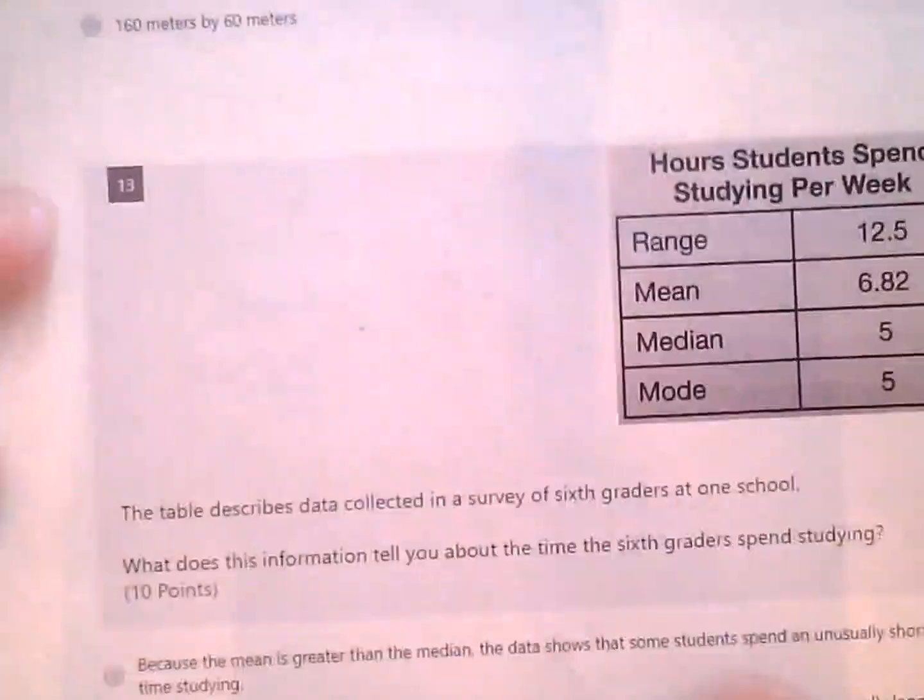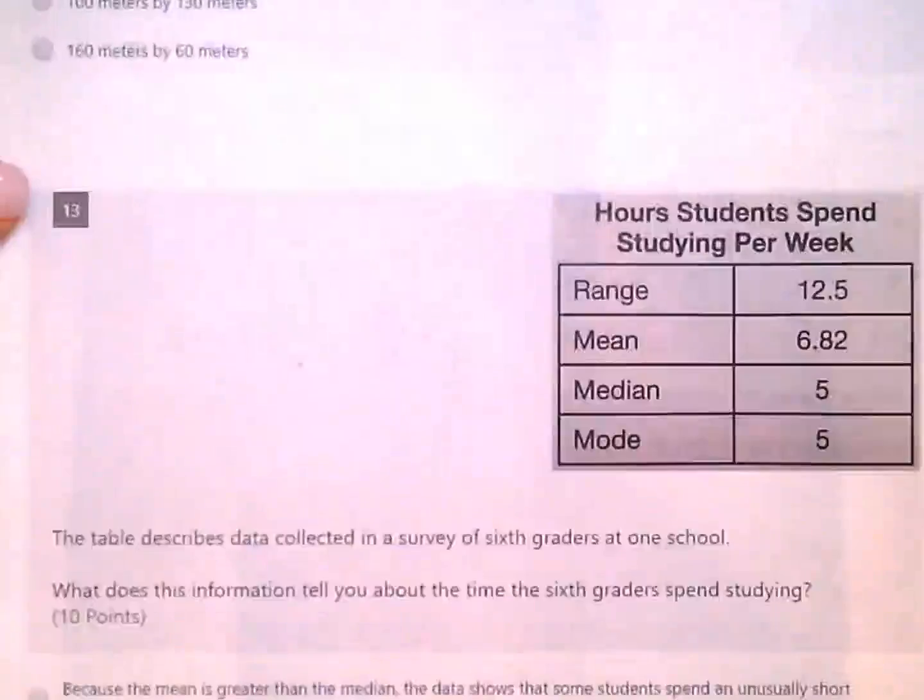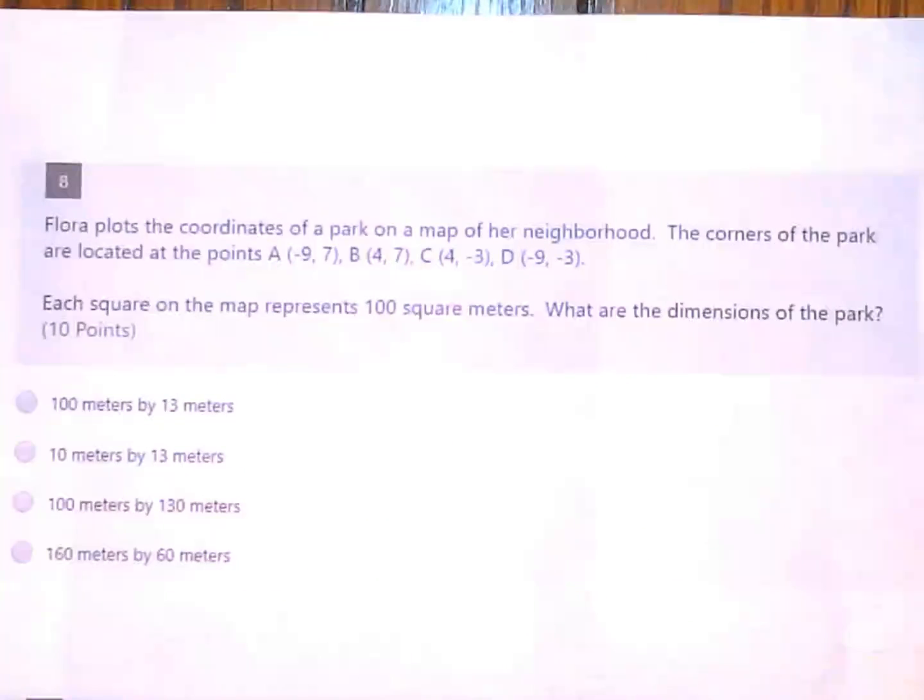All right, let's take a look at the other 2 questions that I have put on here. Let me see if I can get us set up. So Flora plots the coordinates of a park on a map of her neighborhood. The corners of the park are located at points (-9, 7), (4, 7), (4, -3), and (-9, -3). If each square on the map represents 100 square meters, what are the dimensions of the park?